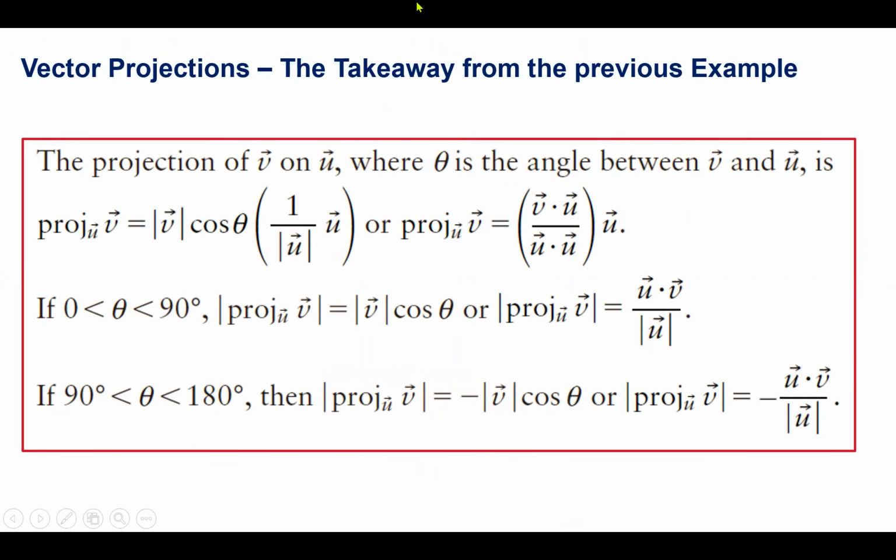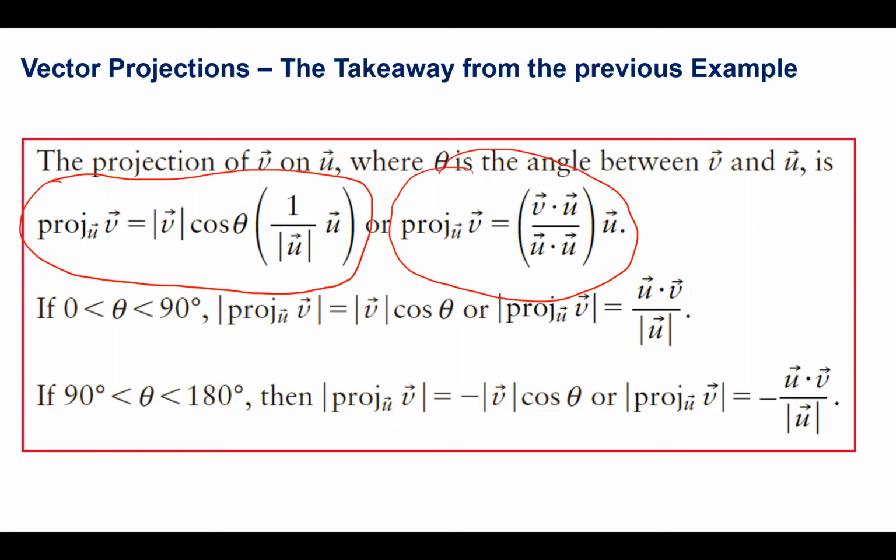Okay, so let's have a look at the takeaway from the previous example. Basically, this is a summary of the previous example. The projection of vector v on vector u, where theta is the angle between v and u, is given by the following formula. So we can either use this one or this one to find the projection of vector v on vector u.